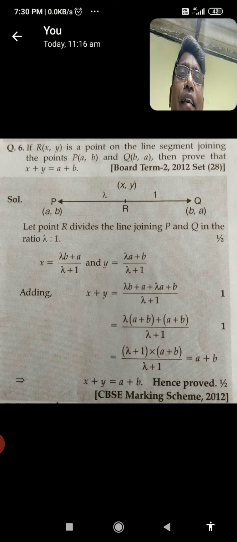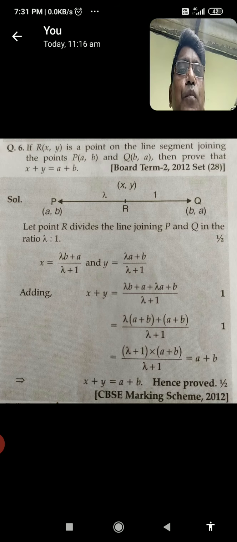Clear to you? And the denominator is already lambda plus 1. Both are going to cancel. Finally you are getting a plus b. That only we want in the RHS. Our LHS is x plus y. Our RHS we got a plus b. So we got LHS equal to RHS, hence proved. So see, the last step you need to clear that one: x plus y equal to a plus b, hence proved. This is also important to observe.